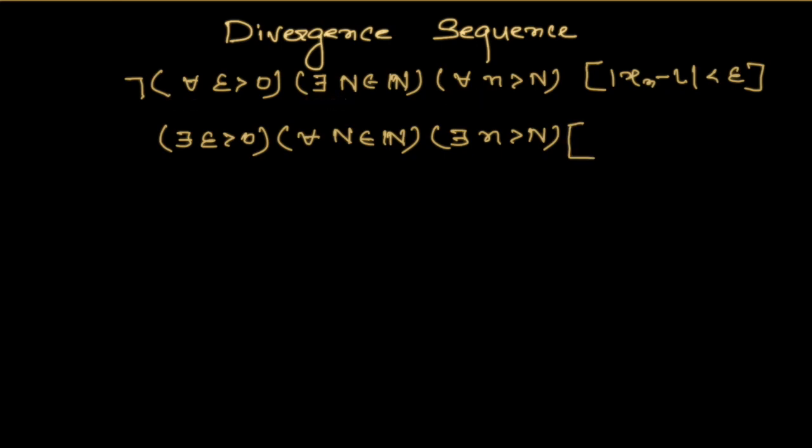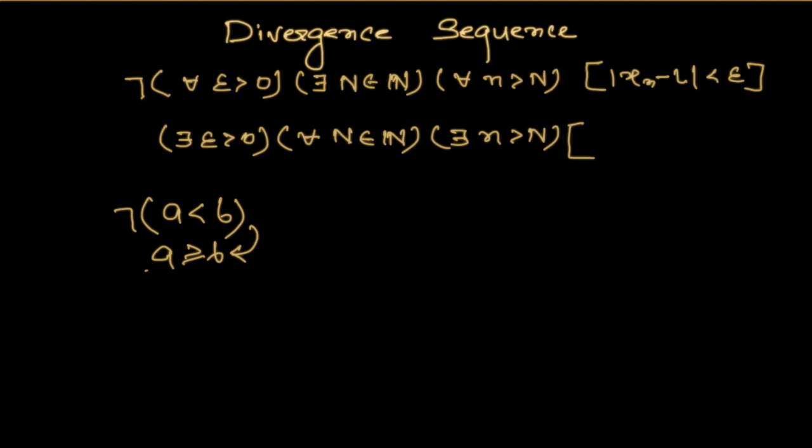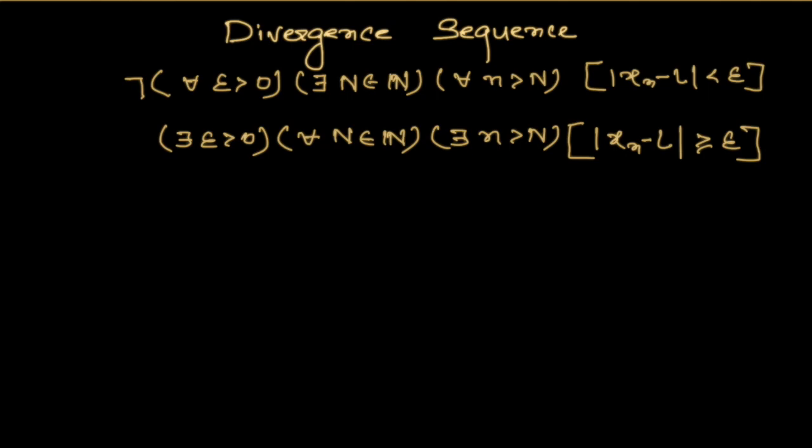Now this final statement actually will get negated. We know that if A is less than B, its opposite will be A greater than or equal to B. So the negative of this will be this, and what it makes here is that |xn minus L| is greater than or equal to epsilon. So we get the criterion of divergence here. This is the criterion of divergence, or you can take it as a definition of a divergent sequence.